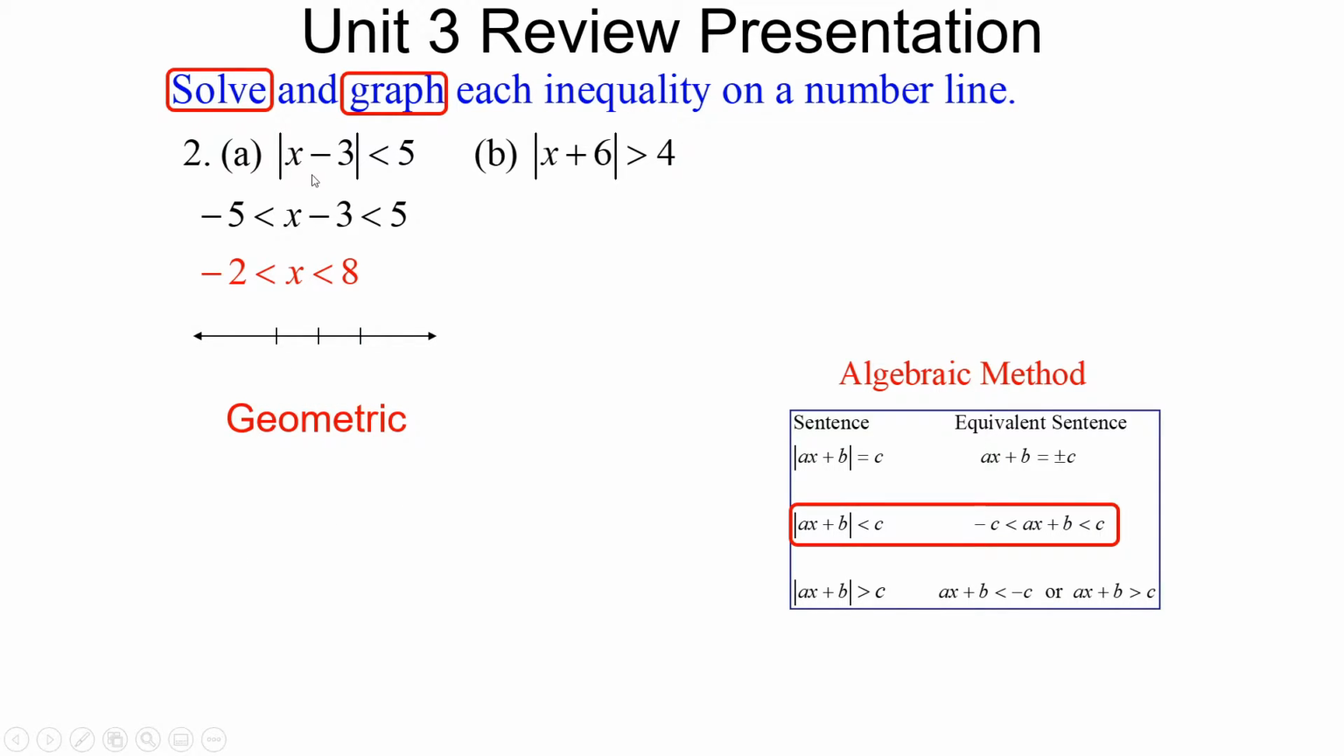And the distance from x to 3, so my number line will be centered at 3, is less than 5 units. So what is 5 units to the left of that 3? Negative 2. What is 5 units to the right of that 3? 8. And then I look, the inequality is less than, so that would be open dots. And we're talking about everything within that exclusive set right there.